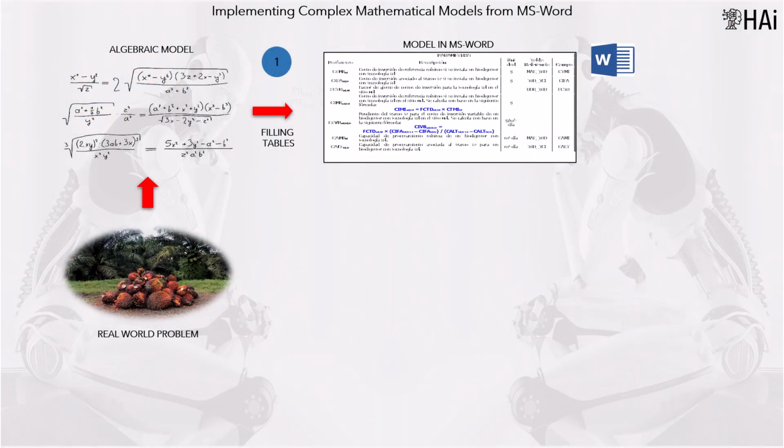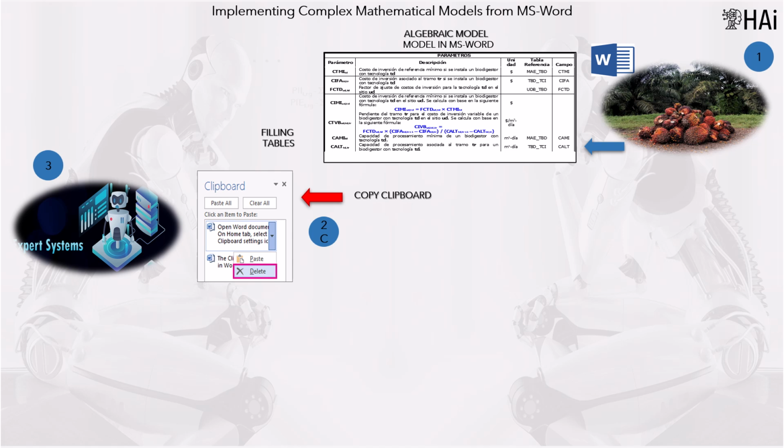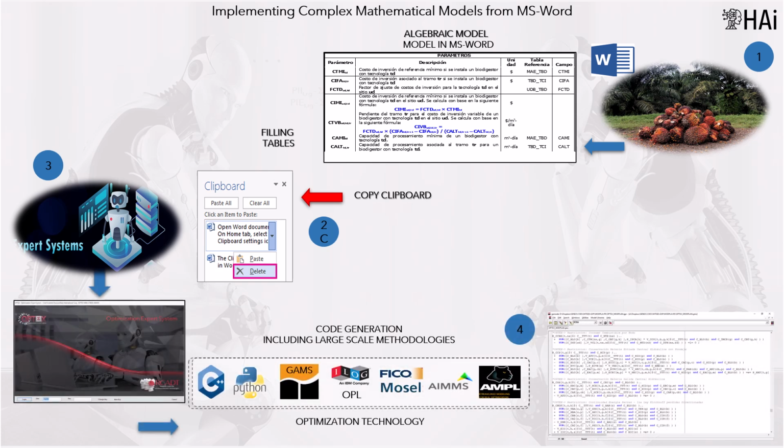Starting from a real-world problem. For implementing complex mathematical models from MS Word, the stages are: first, convert the algebraic model to a formulation in MS Word, in the form of tables. The second step may be shortened, loading the information from MS Word directly to OPTEX, using the MS Windows clipboard. Based on the expert system, OPTEX generates the algorithms of the mathematical model in an optimization platform.